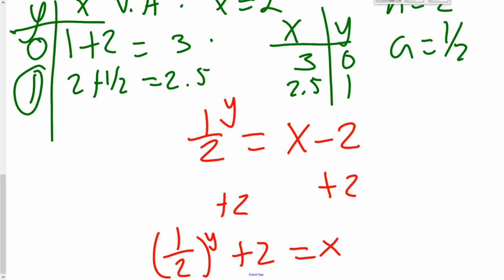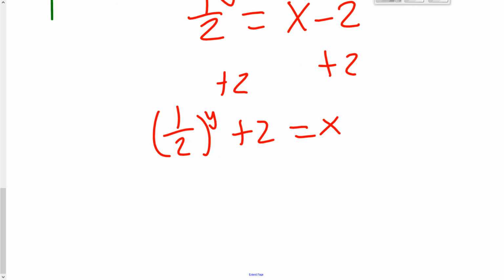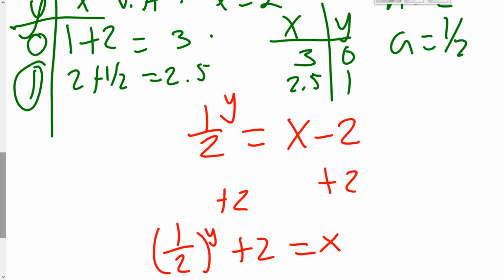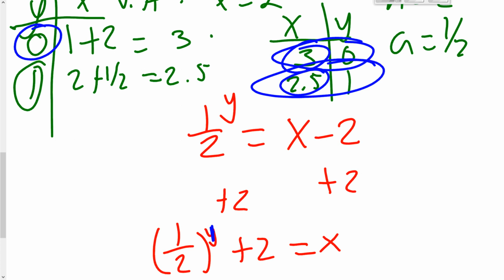So now you can pick your y's. What am I going to pick for a good exponent? Wouldn't that be 0? So plug in 0. 1/2 raised to 0 is 1. 1 plus 2 is 3, right? So I have that point 3, 0. Now what's another good exponent to have? How about 1? 1/2 raised to 1 is 1/2. 1/2 plus 2 is 2.5. So I get this point, 2.5, 1.